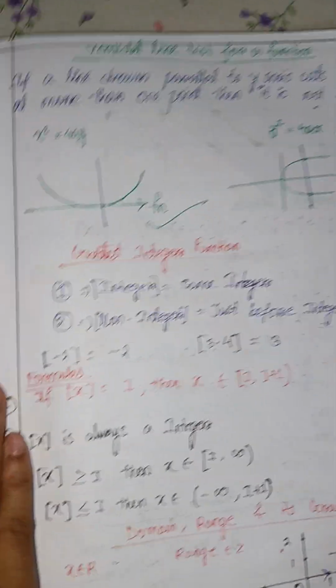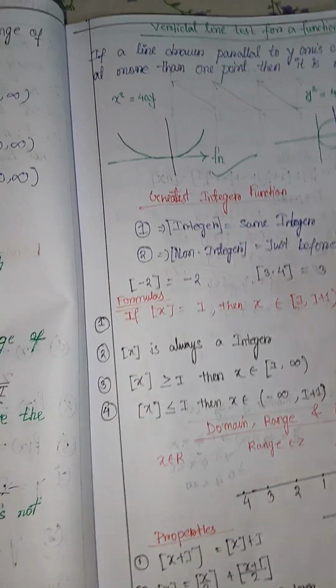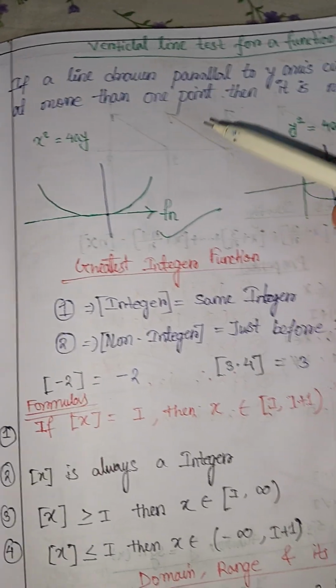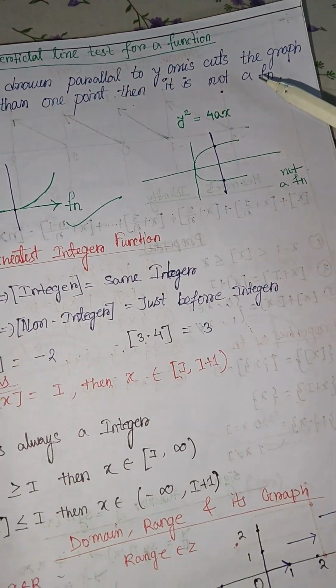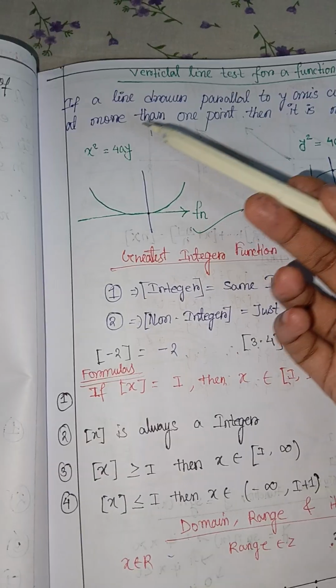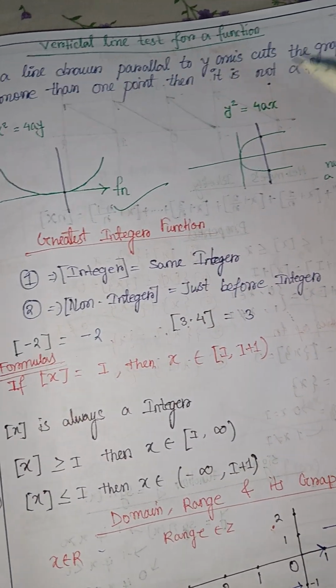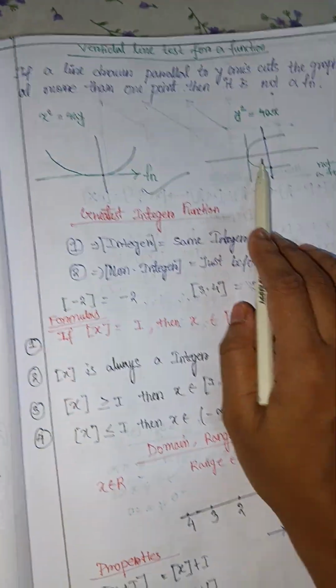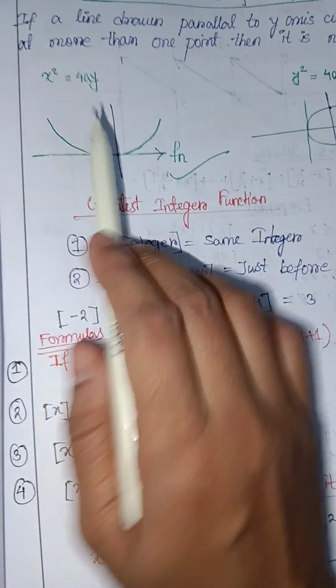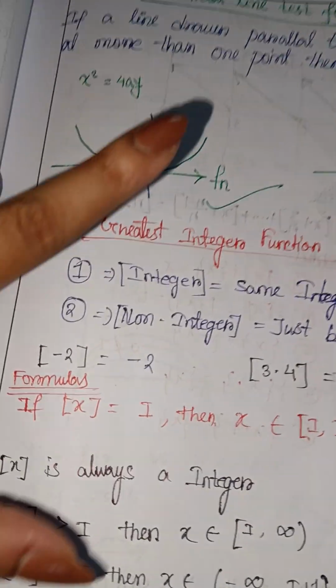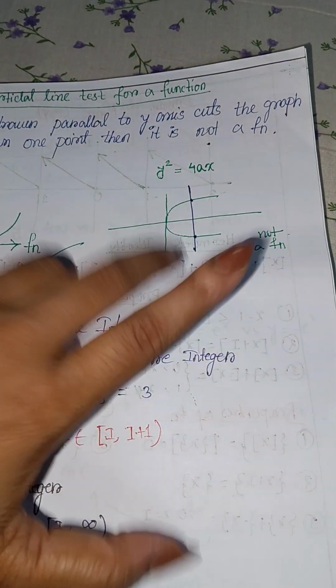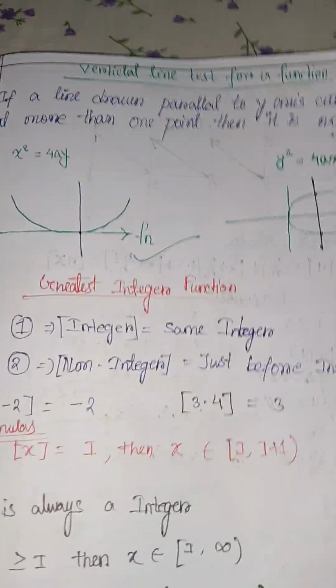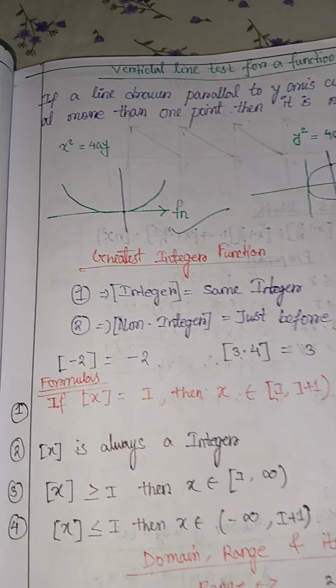So start vertical line test for a function. If a line drawn parallel to y-axis cuts the graph at more than one point, then it is not a function. Okay, so this is a graph and this is also a graph, that is x square is equals to 4ay and that is y square is equals to 4ax. So that is a function, but that is not a function. Why? Because this is called a vertical line test.